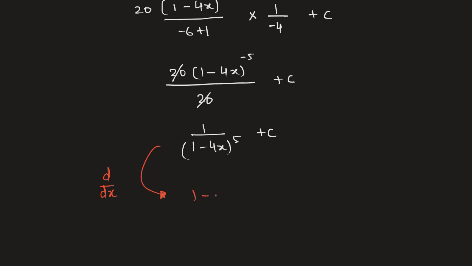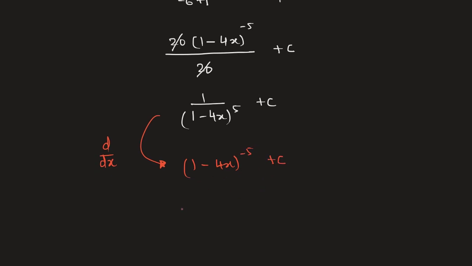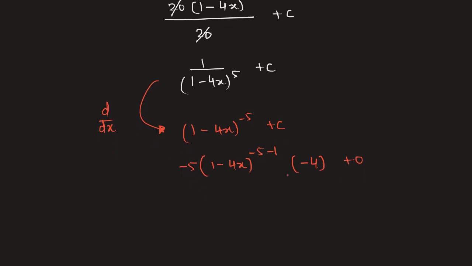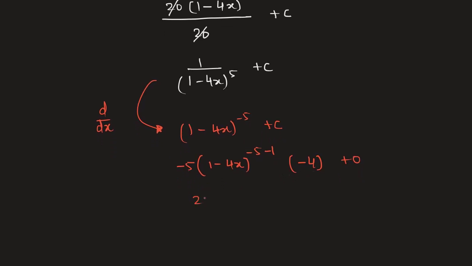So I can rewrite this as (1 minus 4x) to the power negative 5, plus c. Now if you differentiate this part, what you'll get is negative 5, by the power rule, multiplied by (1 minus 4x) to the power negative 5 minus 1. Now we'll do the inside bracket differentiation. Differentiation of this would be negative 4. So in case of differentiation, we'll multiply, and differentiation of the constant is 0. Now let's simplify. Negative 5 into negative 4 would be 20.